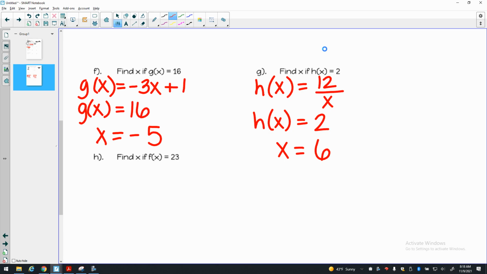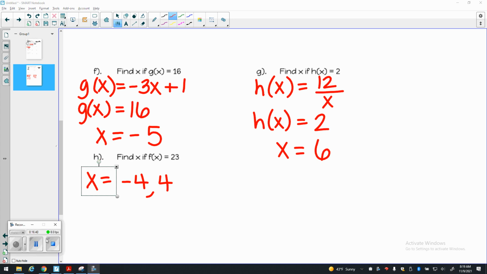So you're going to write x equals what? I'm going to do -4, comma 4. Now, you can write it like that as long as you don't put it in parentheses. You can separate with a comma as long as you don't put it in parentheses. Yes? Easy? Today was easy, yes, I'm hoping.